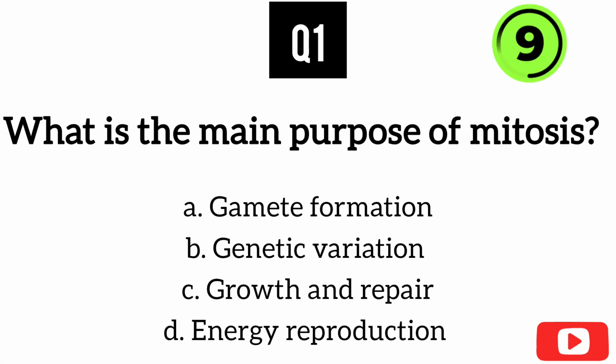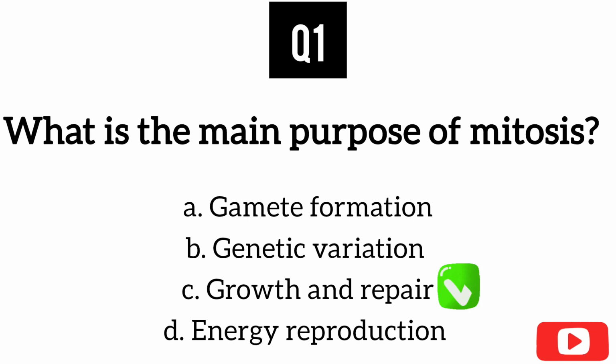Question 1. What is the main purpose of mitosis? A. Gamete formation. B. Genetic variation. C. Growth and repair. D. Energy reproduction. So the correct answer is growth and repair. Mitosis helps organisms grow and repair damaged tissues by producing identical cells.